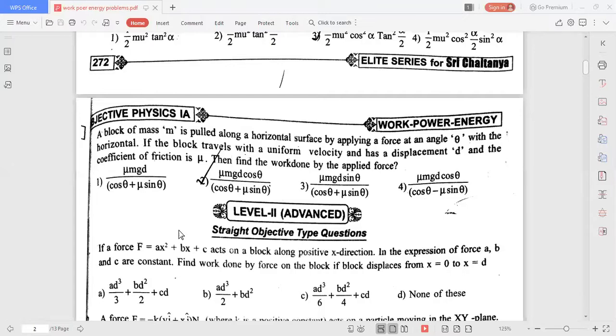So here the block travels with constant velocity and whenever it has displaced through a distance equal to d, what is the work done by the applied force? Work done by applied force, they asked. Okay, all of you look at the board.